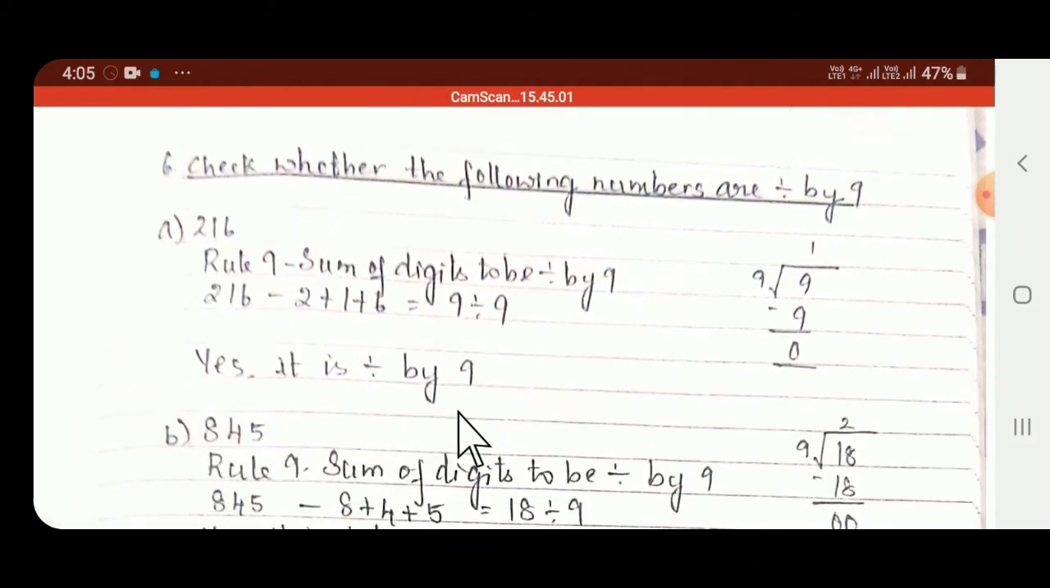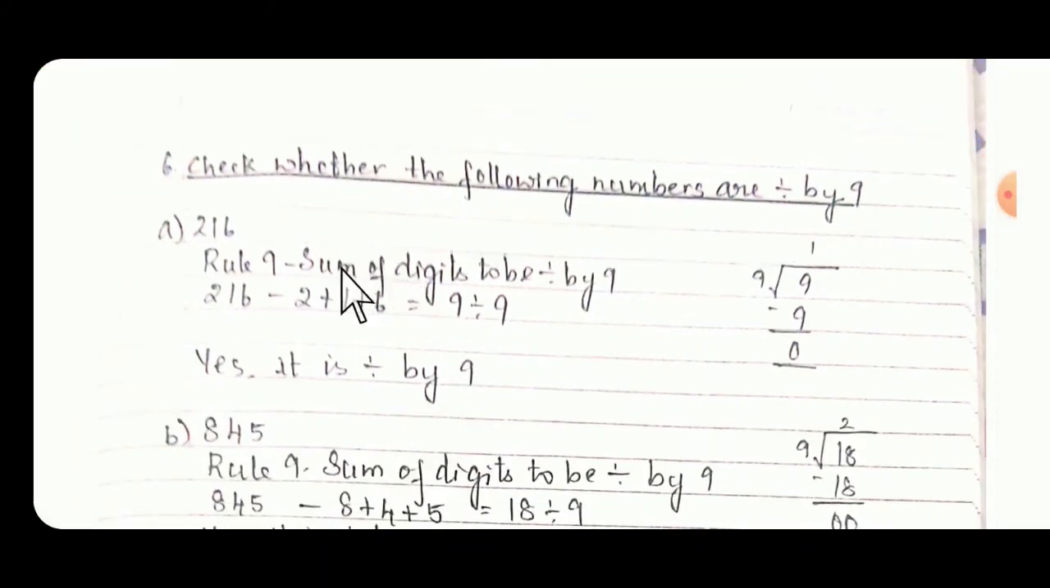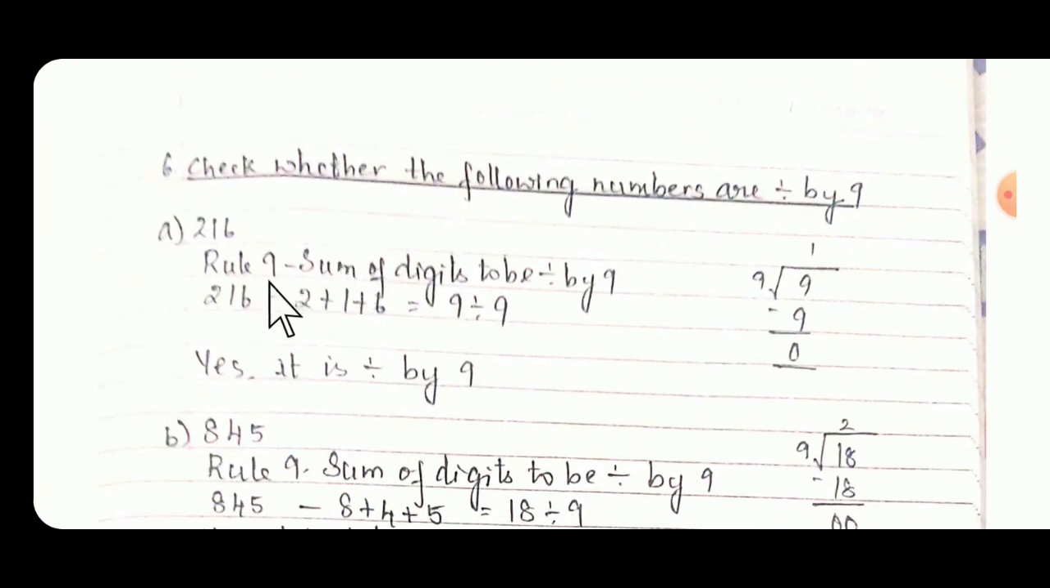Question number 6. Check whether the following numbers are divisible by 9. What does the rule say? The sum of digits to be divisible by 9. If any number is given, add it up and then divide by 9. If you get 0 remainder, it is yes. If you get any remainder, it is no.